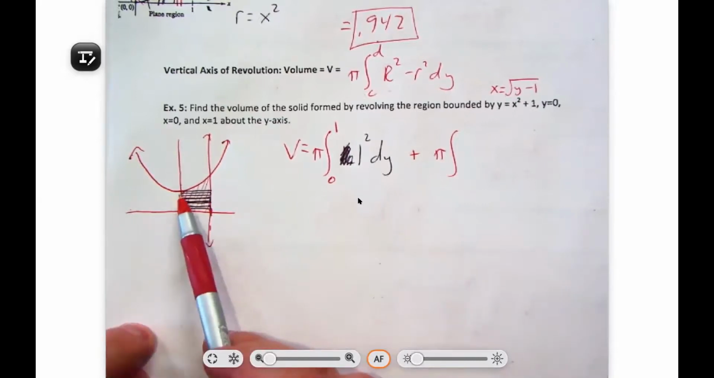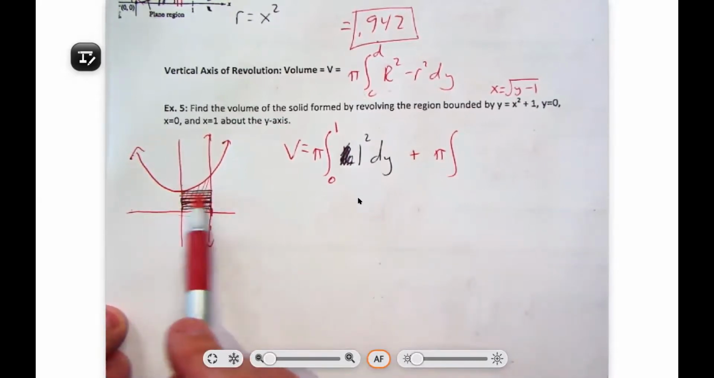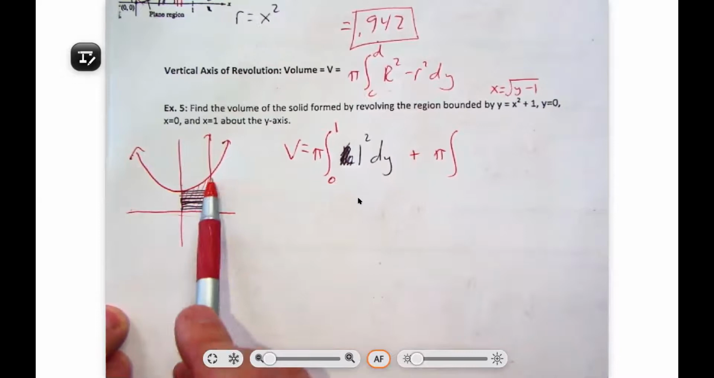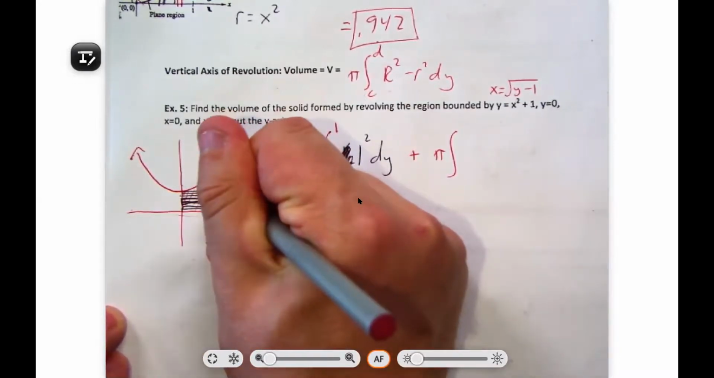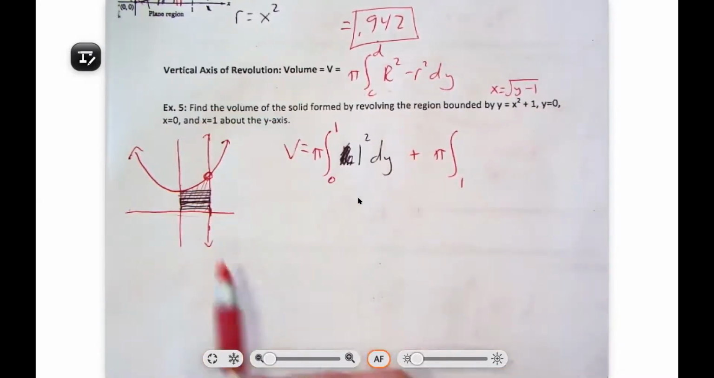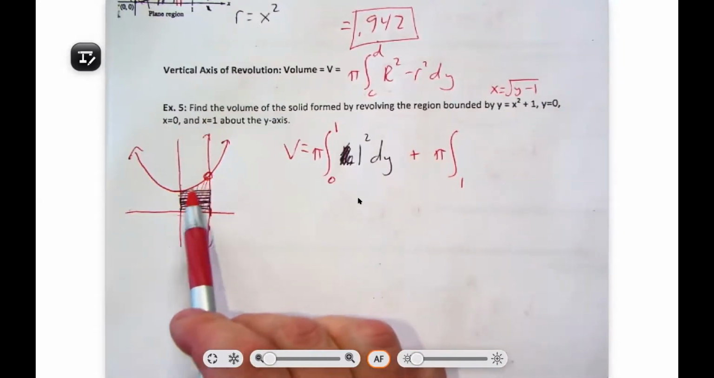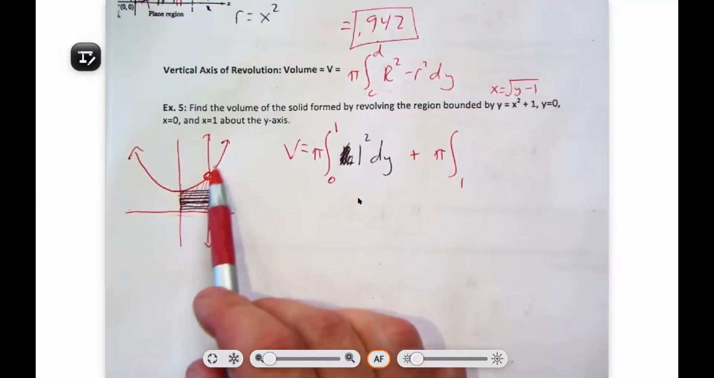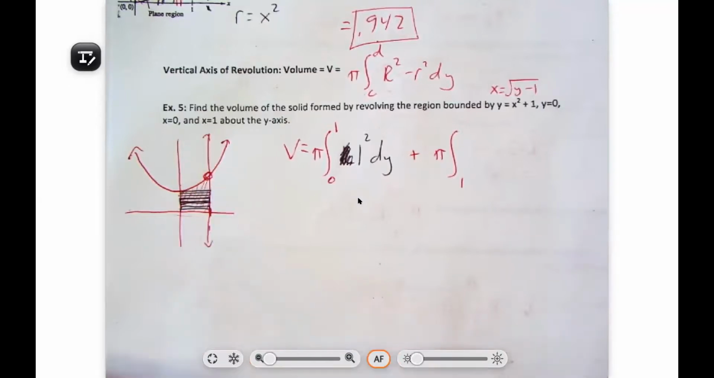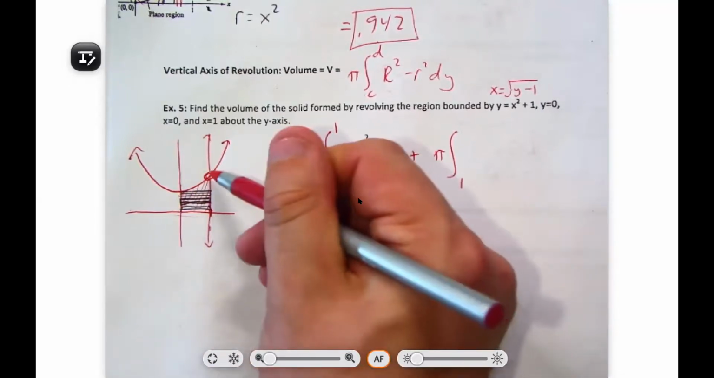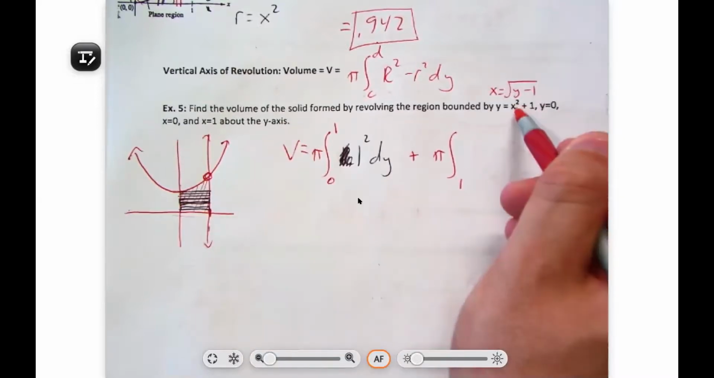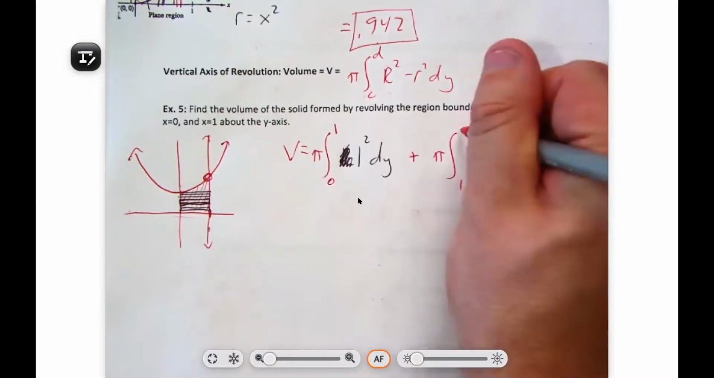I have to integrate from 1 up to whatever this y value is right here. Well, think about what that y value is. That's whatever the parabola value is when x is 1. That's what's happening there. When x is 1, that parabola value is 2. 1 plus 1 is 2.